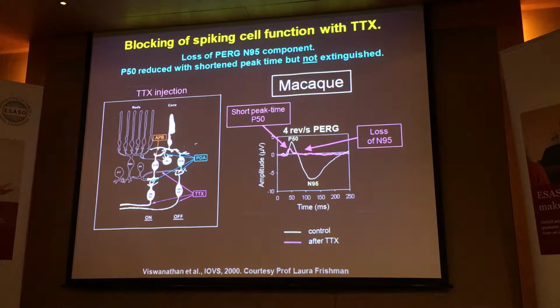This is what happens when you block spiking cells to show the toxin, the active ingredient in fugu, pufferfish, which people think is great to eat because you get this tingling and you risk your life. It doesn't taste good. That's the reason to eat it.